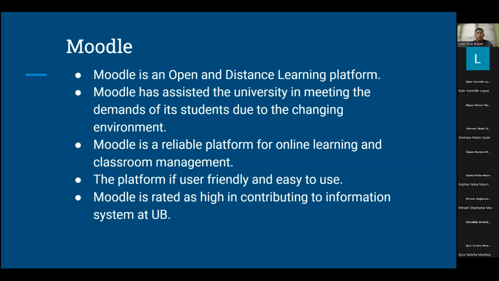Moodle. Moodle is an open and distance learning platform. Moodle has assisted the university in meeting the demands of the students due to the changing environment. Moodle is also a reliable platform for online learning and classroom management. The platform is user-friendly and easy to use. Moodle is rated as high in contributing to the information system at the University of Belize.